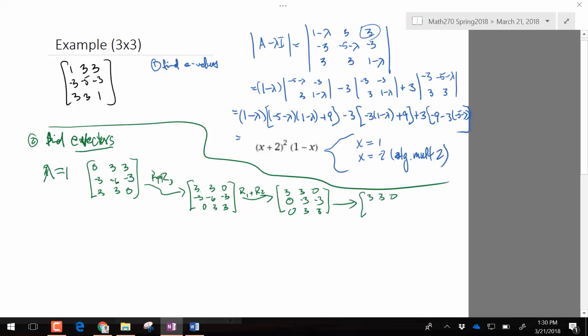So you can just knock it out. So we have a free variable at x3. So x2 is going to be negative x3. X1 is going to be equal to negative x2, which is equal to negative x3. So that's positive x3, isn't it? So x1 is equal to x3.